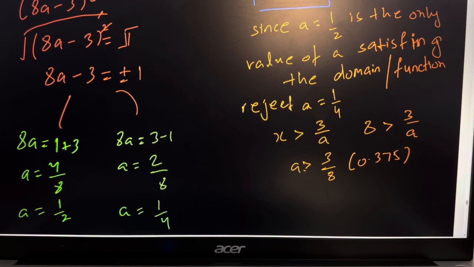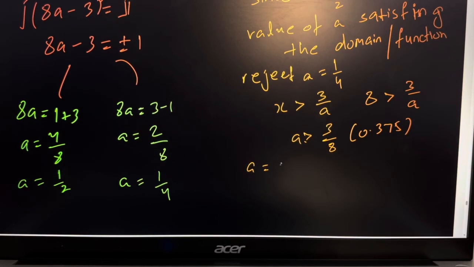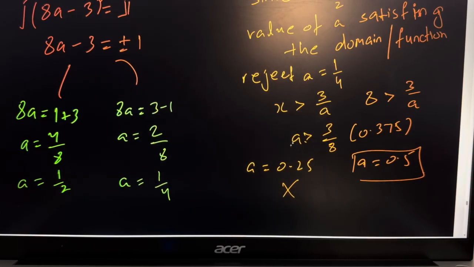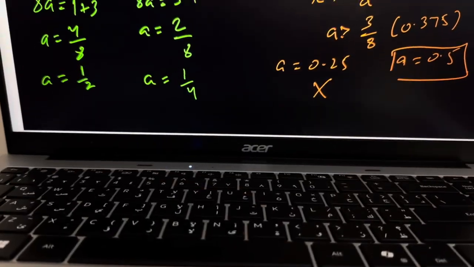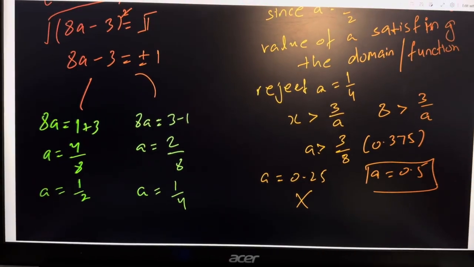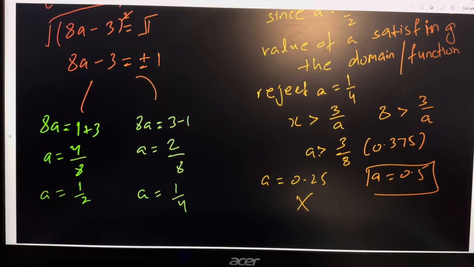3 upon 8 is what? 0.375, right? So we got a is equal to 0.25 and a is equal to 0.5. Again, this cancels. A is 0.5. Justification is that it meets the requirement for x. Okay, this is how I answer.